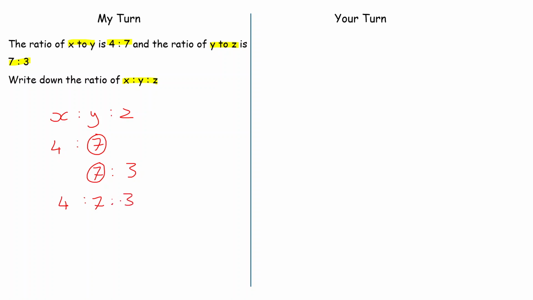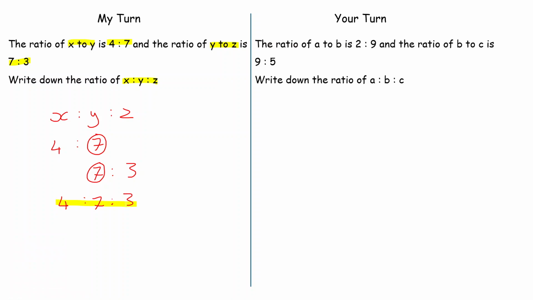So this one is more straightforward because the middle number is already the same. So x to y to z is just 4 to 7 to 3, and that is simply your answer. So you can pause the video, give that one a go, and then let's go through it.